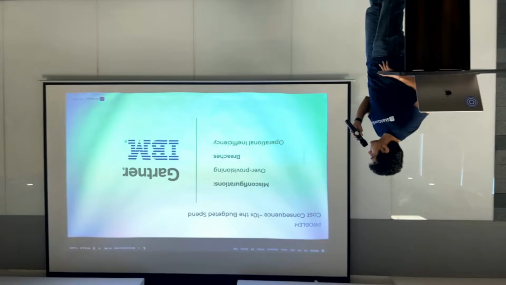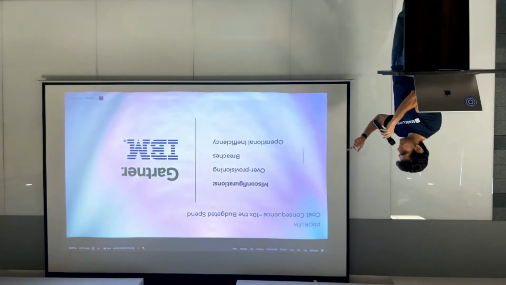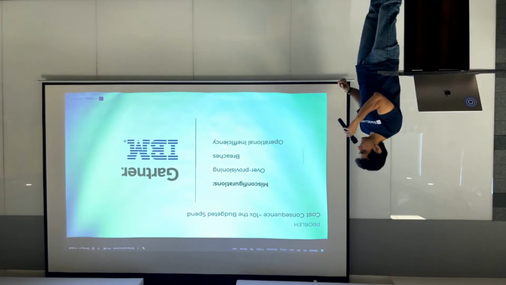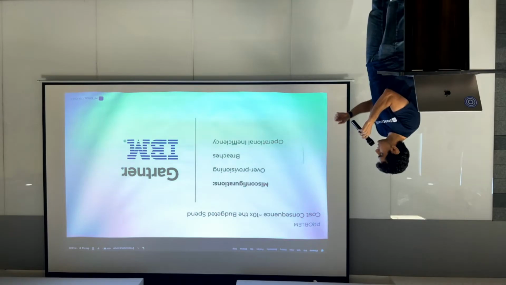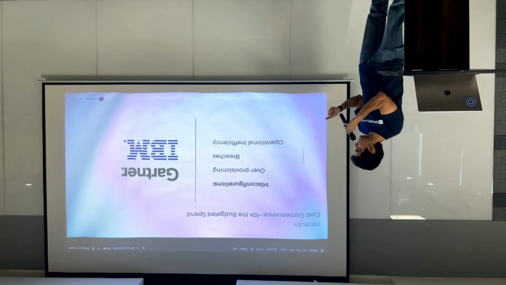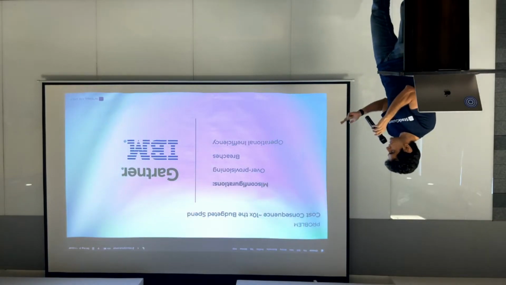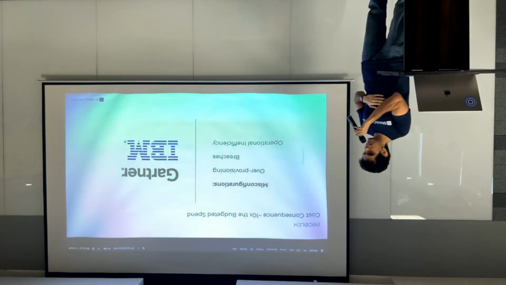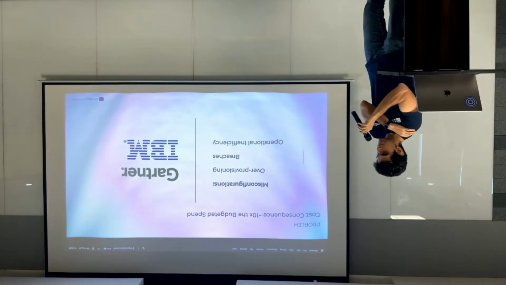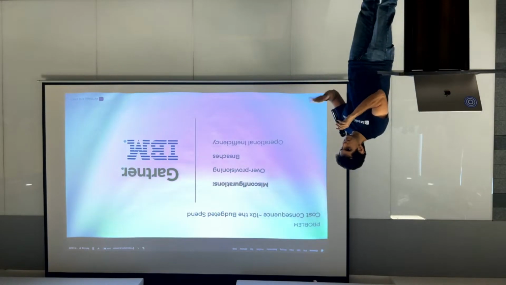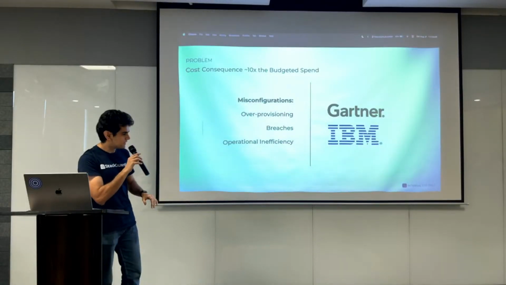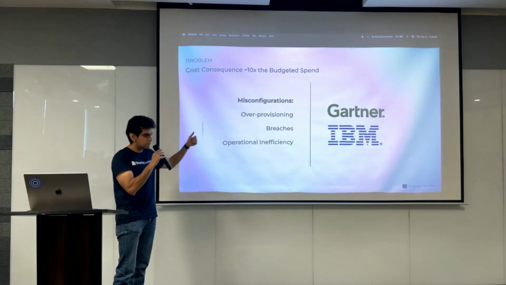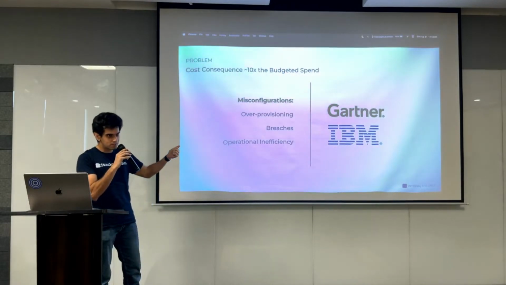And where is all of this 10x overspend coming from? Mostly from misconfiguration. So misconfiguration of cloud resources, which is usually over provisioning, security features, and operational infrastructure. So we developers are a bit lazy. We only care about our application working and being customer centric. So in order to achieve that, we over provision our resources so that it never goes down.